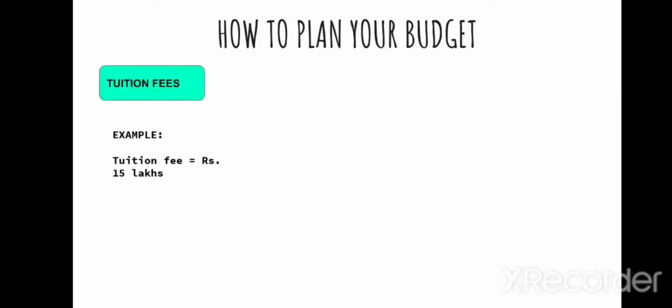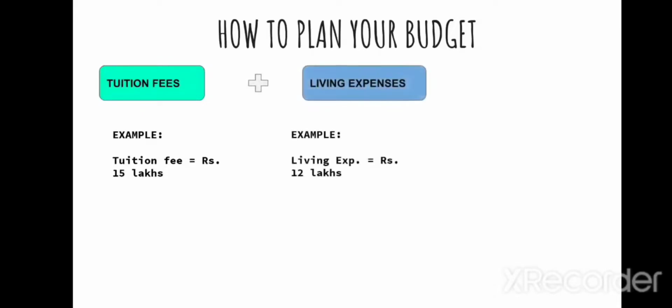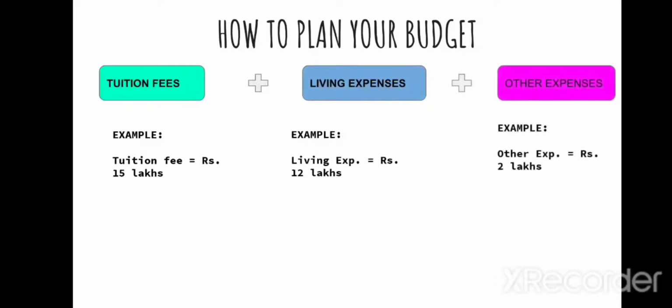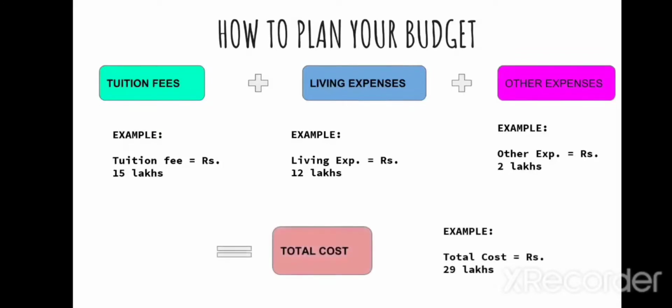How do you plan your budget? Budget is an important part while you are planning for your studies abroad. There are various factors you need to consider, such as the tuition fee, the living expense which you need to show for your visa purpose, your rent and maybe food in that particular country, and other expenses that might occur while you are applying for your visa, your flight tickets, etc. All these things sum up to your total cost which you would require.